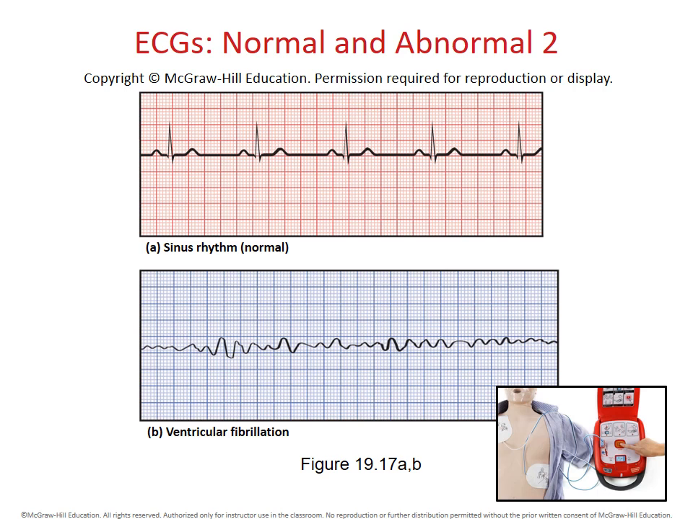So let's take a look at some EKGs, okay? So the top one right there, A, this one is sinus rhythm. This is the normal rhythm. So you can see your P, your QRS, and your T waves. You can also see a flat line between each of the cycles. That flat line is called the quiescent period.